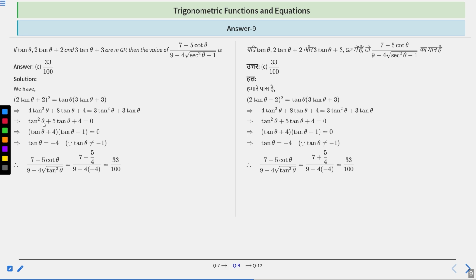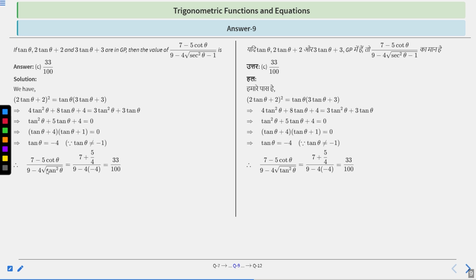Which implies, after factorising, (tan theta plus 4) into (tan theta plus 1) is equal to 0. Therefore, tan theta is equal to minus 4 or minus 1. We have neglected tan theta is equal to minus 1, right? If tan theta is equal to minus 1, then these terms will be not defined. Clear? Therefore, we have neglected tan theta is equal to minus 1.